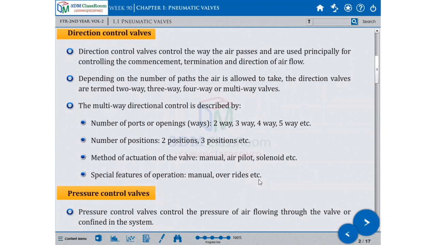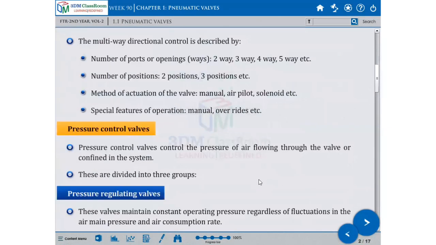Okay, then this type of valve you have to use. That is 5/3 valve. 3 position. Third position will be there. There's no back. This is the one.